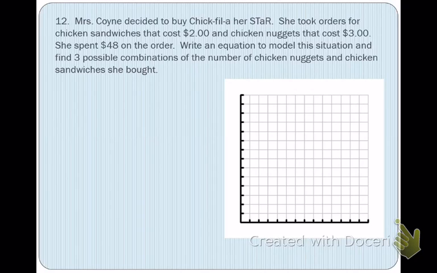So write an equation first, and then find 3 possible combinations of the number of chicken nuggets and chicken sandwiches she bought. Stop the video, give it a couple of seconds, and see if you can figure out how to write the equation, define your variables, and then graph the equation and figure out the number of possible combinations there were.